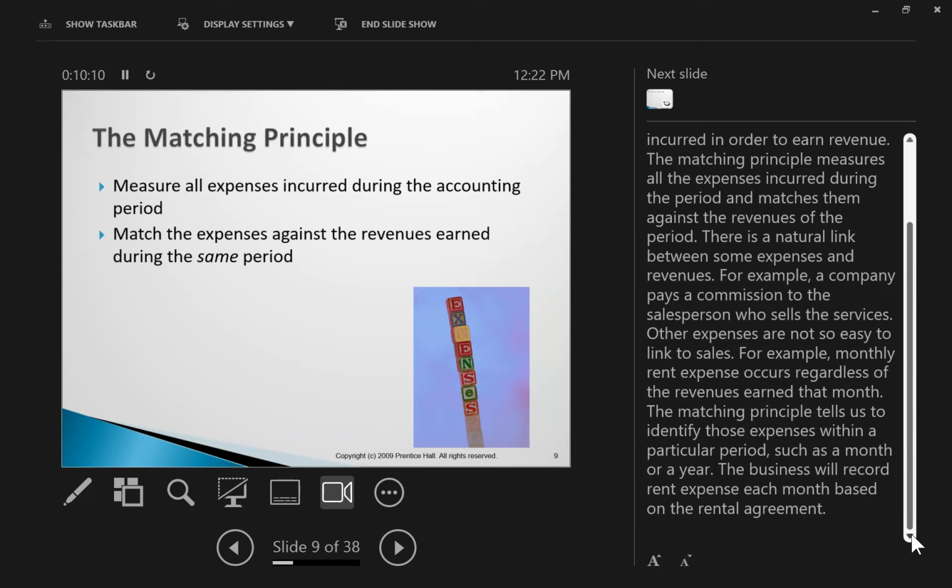Now, the matching principle tells us to identify those expenses within a particular period, such as a month or a year. The business will record rent expense each month based on the rental agreement. Earlier we talked about the dentist who, under a cash basis, did the work in one month but wasn't paid until the next month. That violates the matching principle.